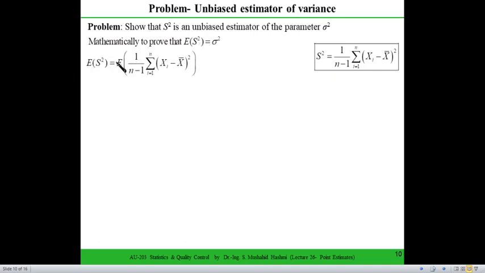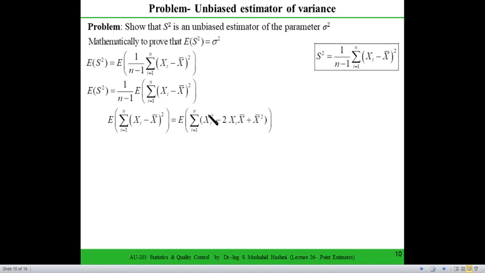So the expected value of S square would be this, and then it is all mathematics based on the rules of expectations. We have already learned that 1 upon n minus 1 is a coefficient we can take out of the expected value. The expected value of the sum of these squared differences remains. We know that x minus x bar squared is of the form a square minus 2ab plus b square, and this term in the bracket can be evaluated because x bar is no more changing with the index i, so we take it out of the summation notation, and then we need to simplify it.